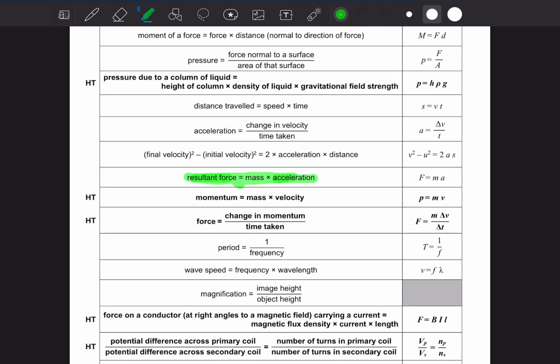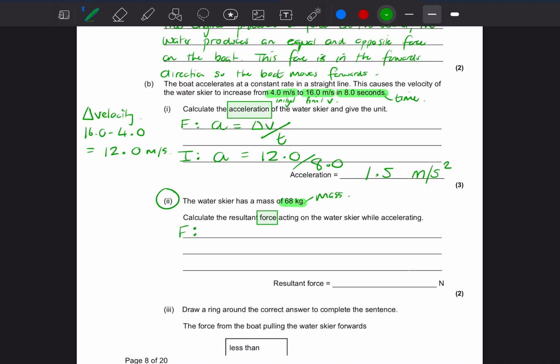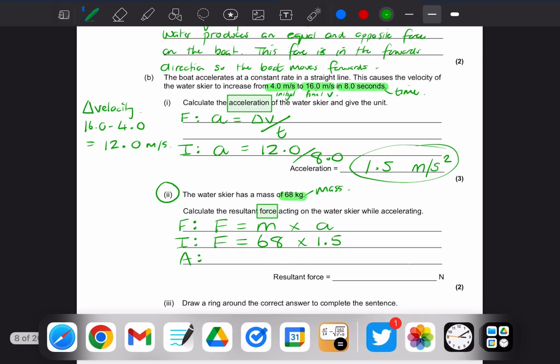So F equals ma. Resultant force is equal to mass times acceleration. So the formula is F equals mass multiplied by acceleration. Input our values. So the force, that's what we're trying to find, is equal to 68 times the acceleration, which we got from here. So 1.5. All right, we don't need to rearrange it, so there's no fine tuning it. So the answer is going to be 68 times 1.5.